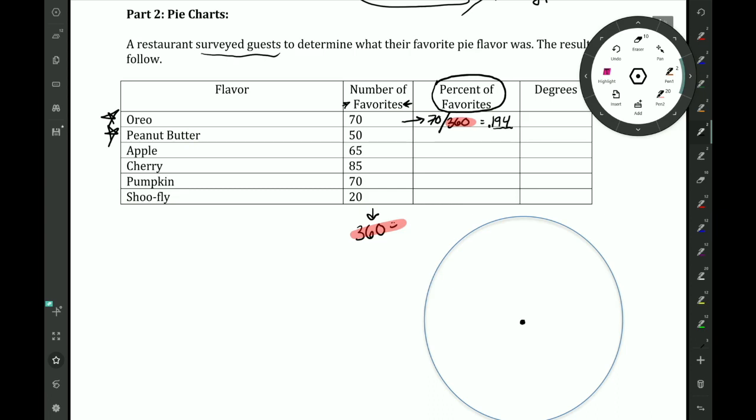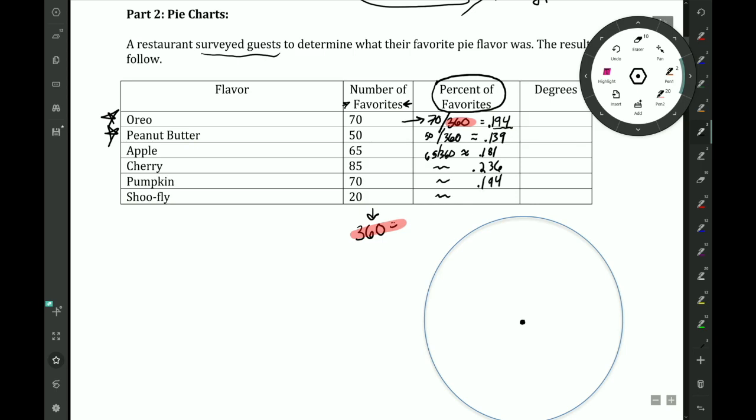I also took the liberty and did the others. So peanut butter, again, you're taking 50 over 360, and you get about 0.139. 65, again over 360, 0.181. And yes, they should be decimals because they're percents. Then we go 85 over 360, and 0.236. Hopefully you're getting the idea.